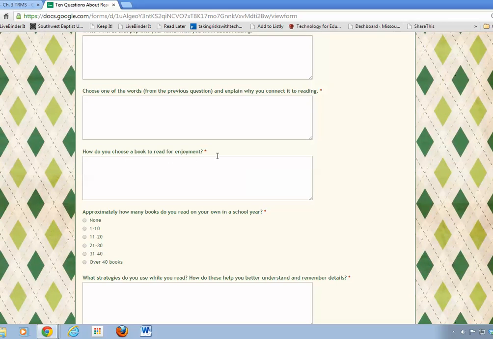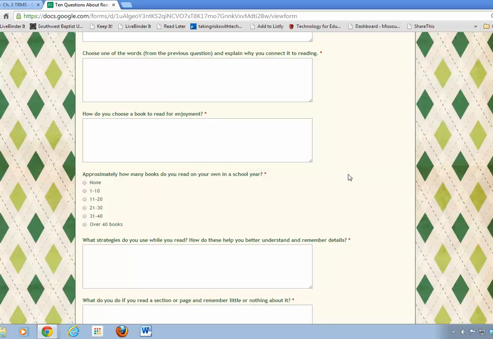And how do you choose a book for enjoyment? If you'll notice, the author of this is expecting them to enjoy books, but the possibility lies in the fact that they might say they don't. I don't choose a book for enjoyment because that's not what I enjoy. But that gives you information as a teacher as well. So I think everything, even if it's a negative response, gives you some information to help your students.